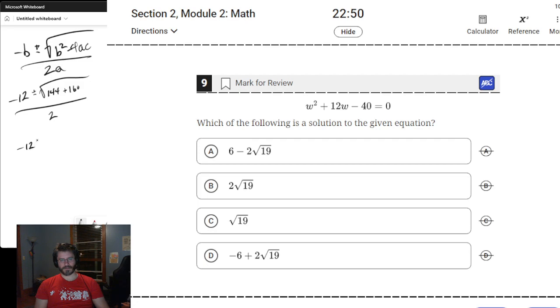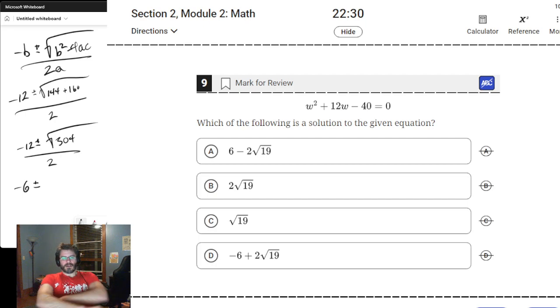So negative 12 plus and minus square root of, what is that going to be? 304 all over 2. That's going to be negative 6. So right away I'm liking D. Plus and minus the square root of 304. Let's see. 304 divided by 2 is 152. I don't know any nice squares there.